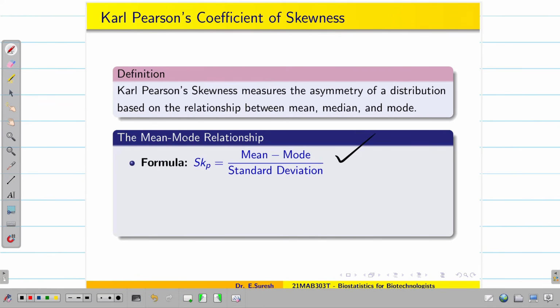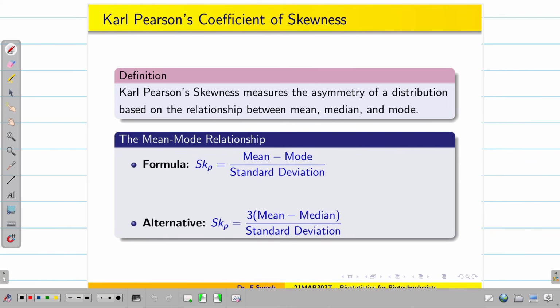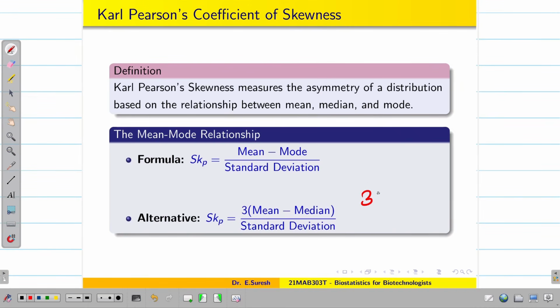So whenever the problem comes in your exams, whether the data is discrete or continuous, if they tell you to find the Karl Pearson coefficient of skewness, then no other go. First we have to find the mean, then the mode, and then finally the standard deviation, and substitute in this formula. Or there is another option. Suppose you think that finding the median is easy for you, find the mean, median and then the standard deviation. Then the alternative formula is 3 into mean minus median divided by standard deviation. So either you can use the first formula or the second.